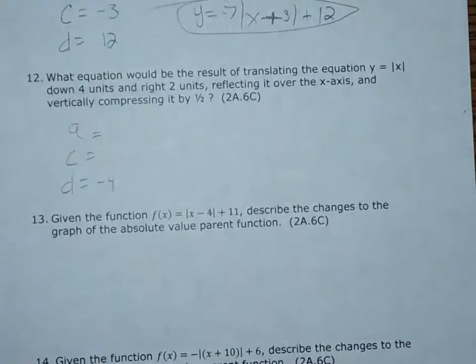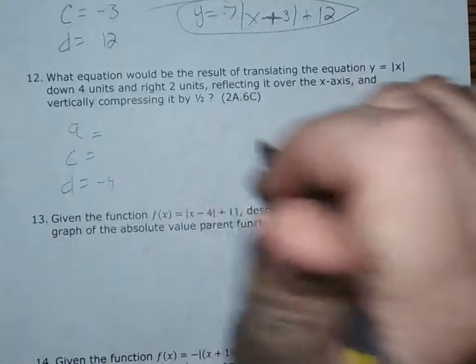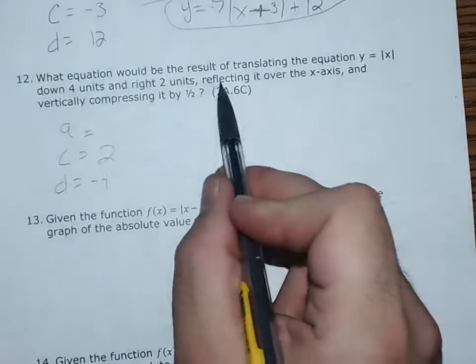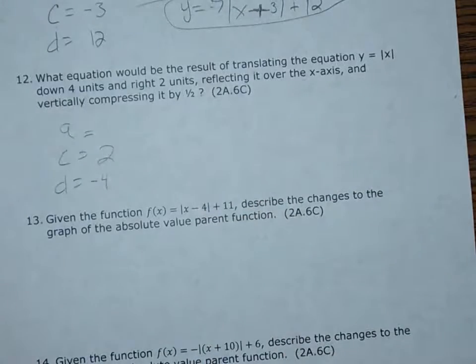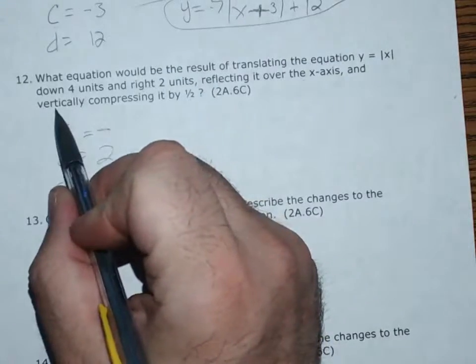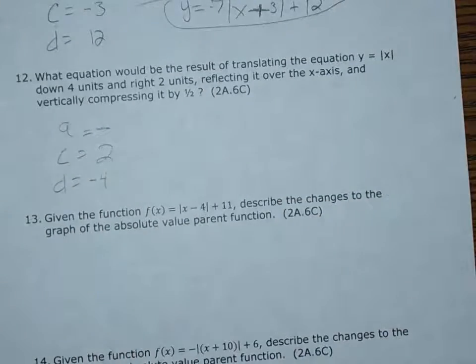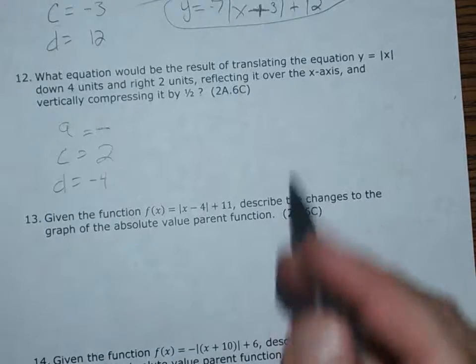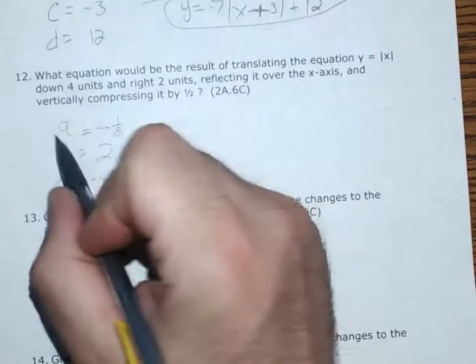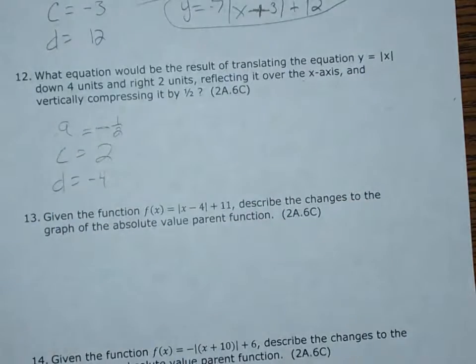Right is my C value. C handles left and right. Going to the right is a positive value, so C would be positive 2. It says we're reflecting over the x-axis. That means whatever my A value is, it's going to be negative. And then it says we're going to vertically compress this by 1/2. A vertical compression is controlled by the A value, so I'm going to put this value of 1/2 in here, and I get A equals negative 1/2.